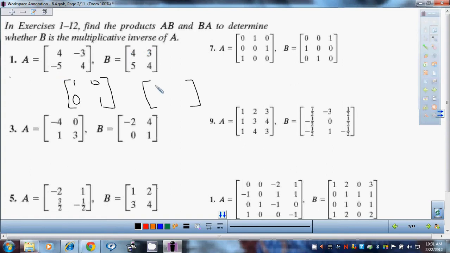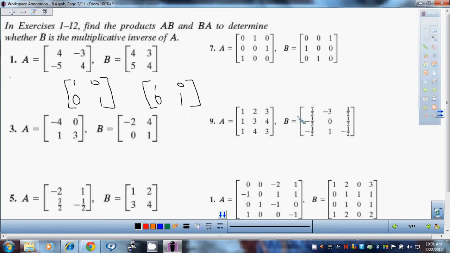16 minus 15, row, column. Negative 12 plus 12, next row. 20 minus 20, negative 15 plus 16, and they are. If you get the identity, then they're inverses.